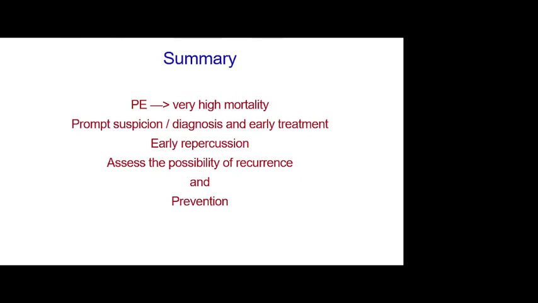So in summary, pulmonary embolism itself carries a very high risk of mortality. So prompt suspicion, diagnosis, and early treatment are very important. Early reperfusion, whenever possible, should be decided on promptly. We should also assess the possibility of recurrences and prevention, such as DVT prophylaxis in ward patients. We should not forget about these things, so we can happily prevent many more cases of pulmonary embolism with small efforts.